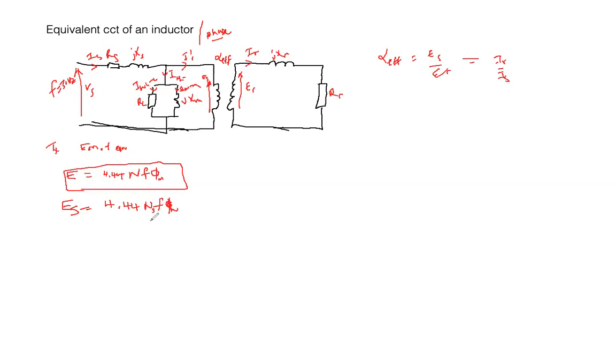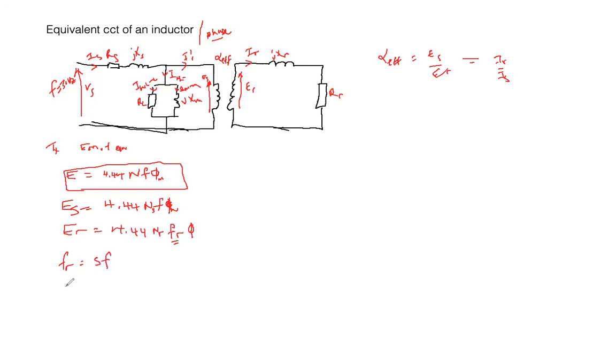All right, but now if I want ER, it is 4.44 times NR times FR times the flux. The flux is the same, so it's just the frequency that changes and the number of turns. Let's go back to this frequency. This is the rotor frequency, which we defined before as FR is equal to S times F.